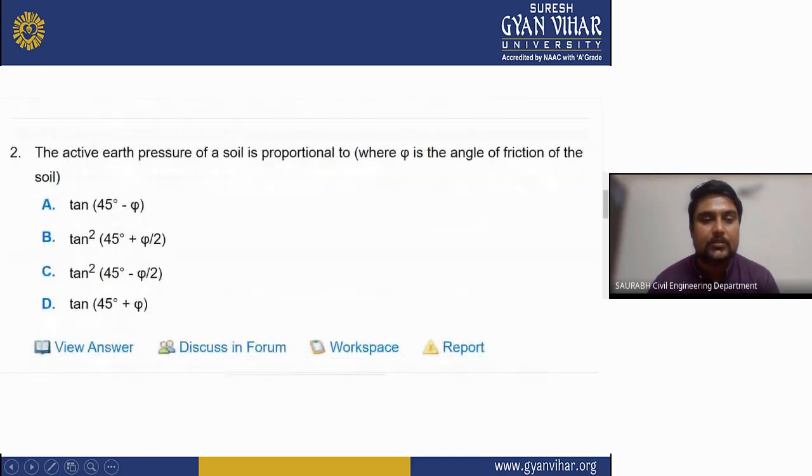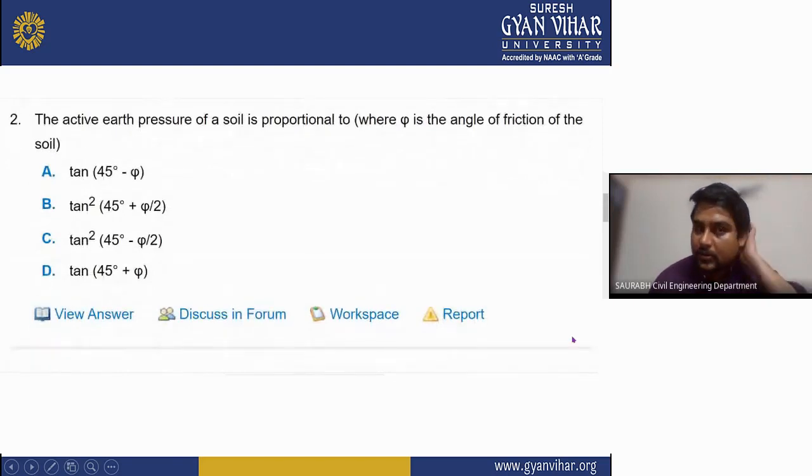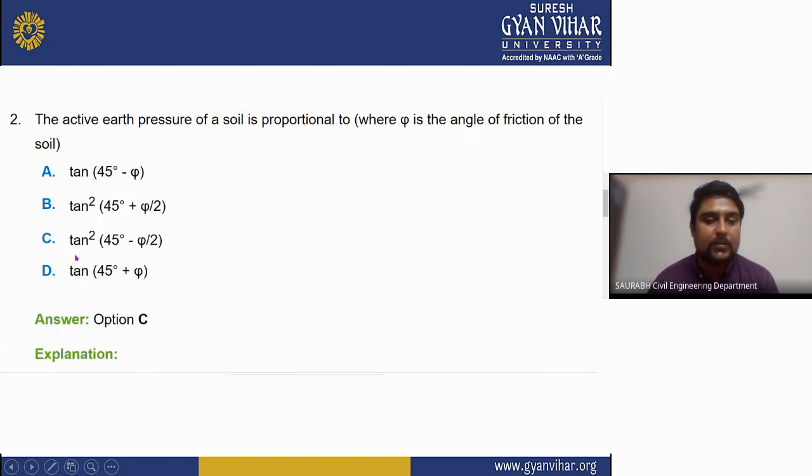Now come on the next question. The active earth pressure of soil is proportional to, what will be the right answer? Where phi is given as the angle of friction of a soil. Four options are given here, and here the right answer will be C, which will be equal to tan squared of 45 degrees minus phi by 2. That will be your right answer.